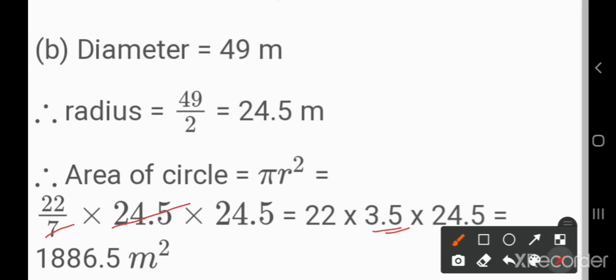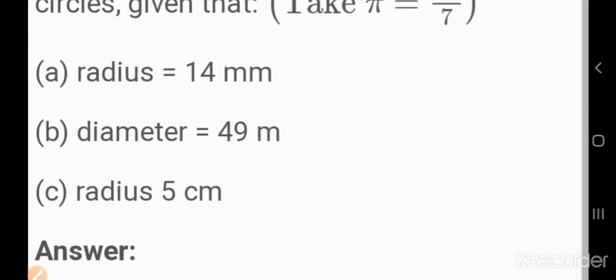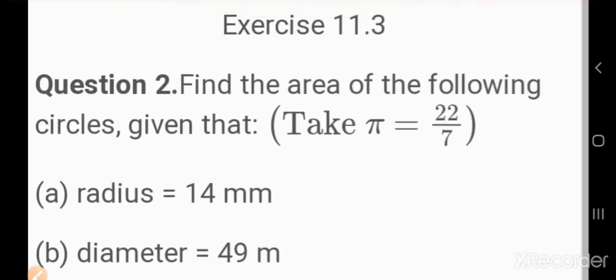Now, the third question you can do by yourself. In the same way you will do it, that is 22/7 into 5 into 5. Okay, children, now we will go to the next problem.